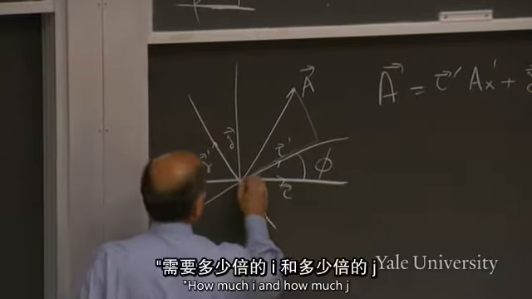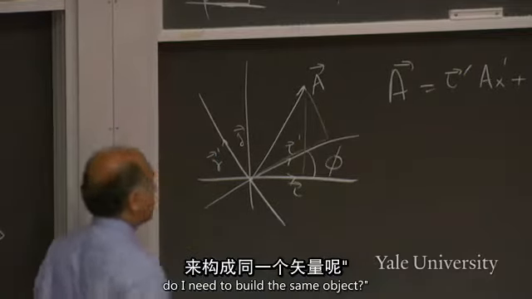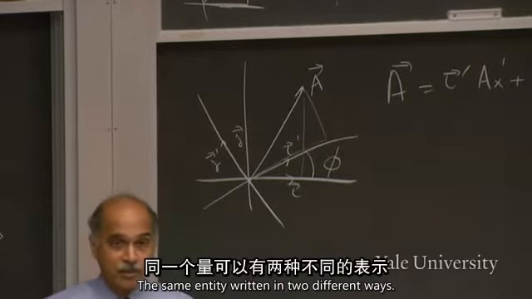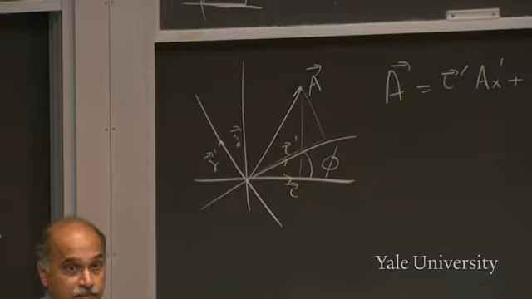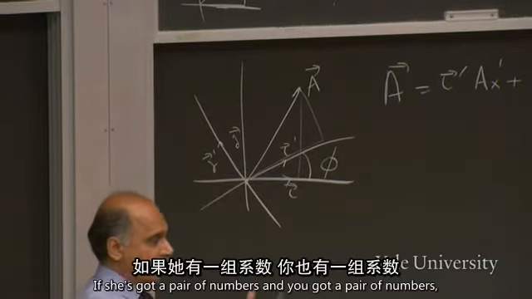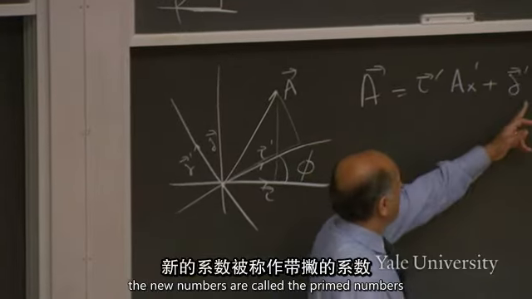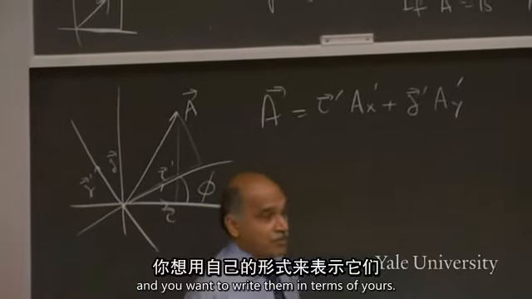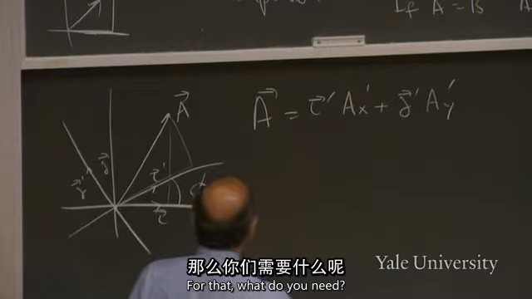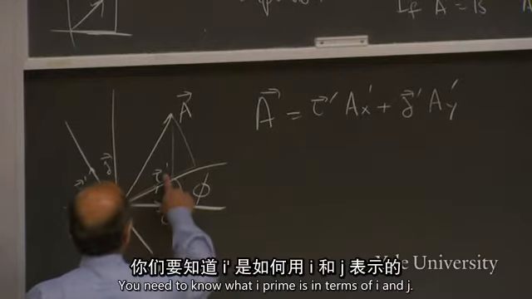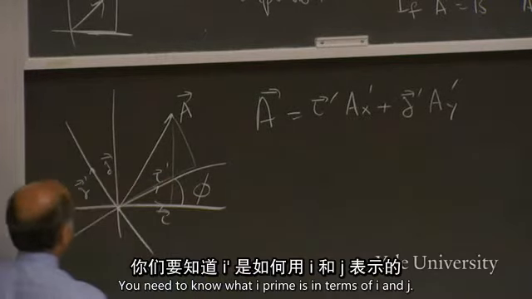You're asking, how much i and how much j do I need to build the same object? So the same entity written in two different ways. She's got a pair of numbers and you got a pair of numbers. The new numbers are called the prime numbers, and you want to write them in terms of yours. Well, for that, what do you need? You need to know what i prime is in terms of i and j.